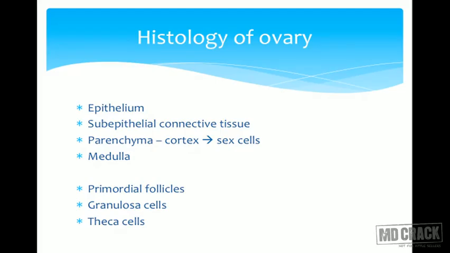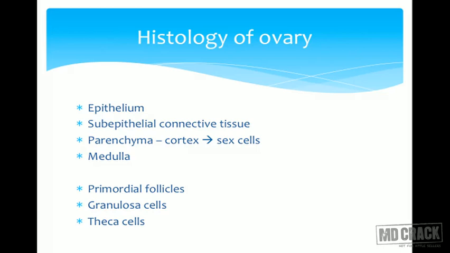Now let's have a look at the histology of the ovary before going to the types of tumors which we see in the ovary. The ovary has surface epithelium, then below which there is subepithelial connective tissue, then there is parenchyma, that is the cortex, which has sex cells, and then there is the medulla where the main vascularity is.